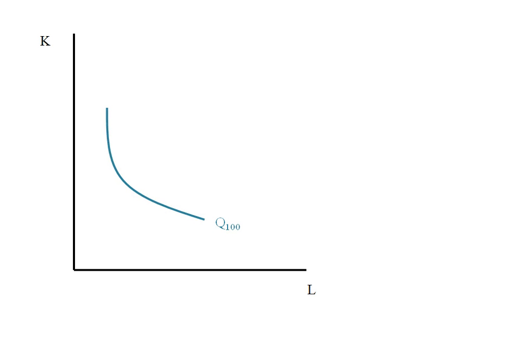Here's an ISO quant for a firm producing 100 units of output. Now we know that this firm is going to want to minimize cost, so to get on the lowest cost line possible, and that'll happen where the cost line is just tangent. So this is the total cost or ISO cost line of producing 100 units of output.